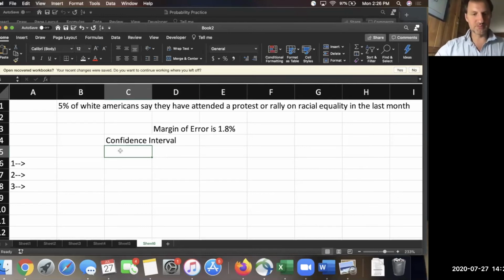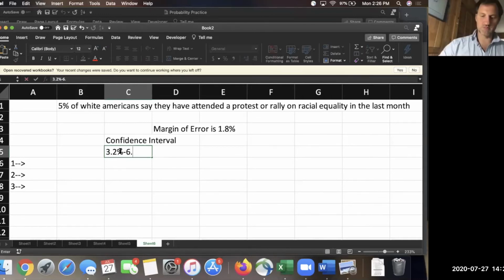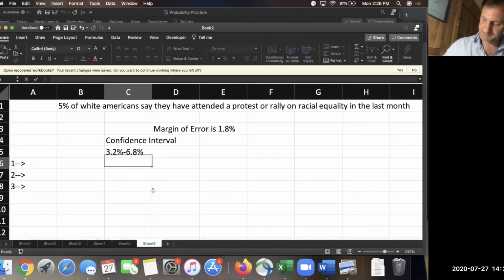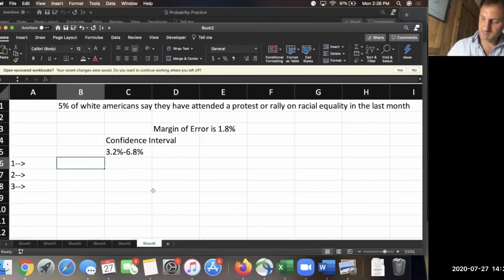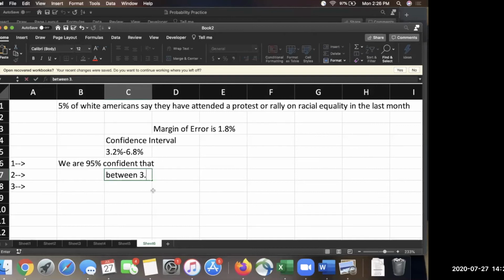So the confidence interval is, I got 3.2 and 6.8. Sounds good. Okay. Anybody want to jump in and build a sentence? So we're 95% confident between 3.2% and 6.8% of white Americans say they've attended a protest. And then I can just steal this last part.